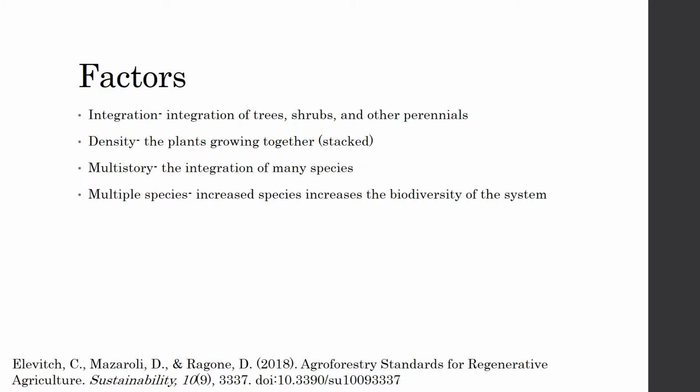So the integration of many species kind of goes along with integration of the trees, the shrubs. You also need to have the different species and be using all the resources around you. So multiple species is another factor. Increased species increases the biodiversity of the system. So again, it's kind of using everything around you in the environment rather than using chemicals and things that could be harmful. You use something that's already there in different species to help to improve it.